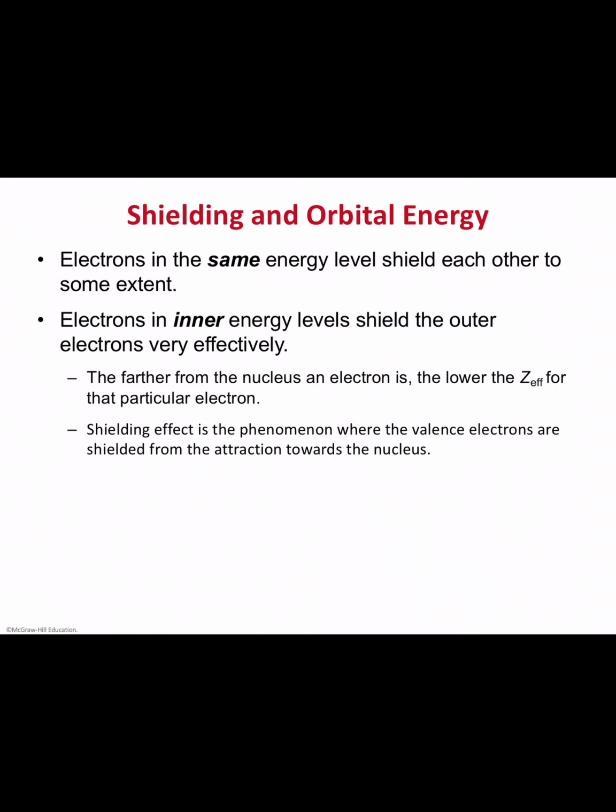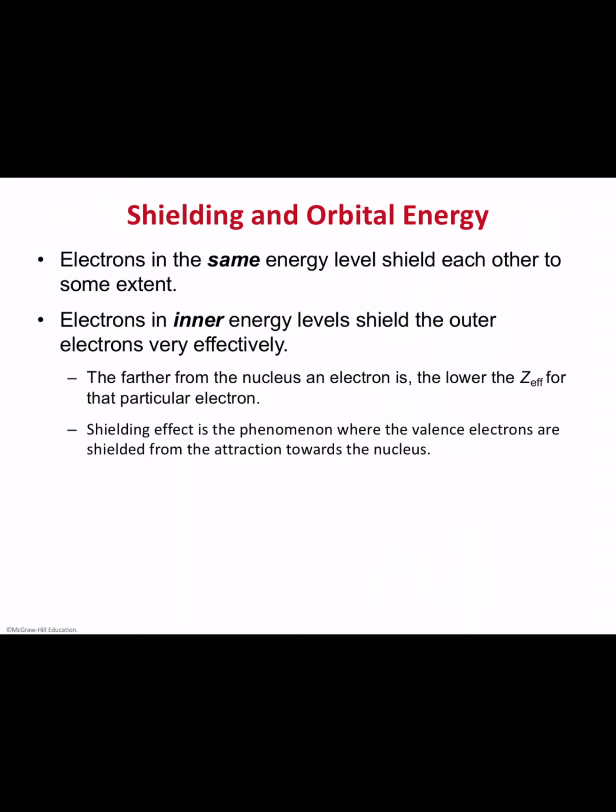Shielding and orbital energy. So what is shielding? Electrons in the same energy level shield each other to some extent. Electrons in an inner energy level shield the outer electrons very effectively. In many-electron atoms, each electron feels not only the attraction to the nucleus but also repulsions from the other electrons.